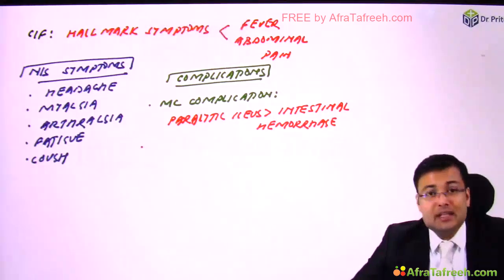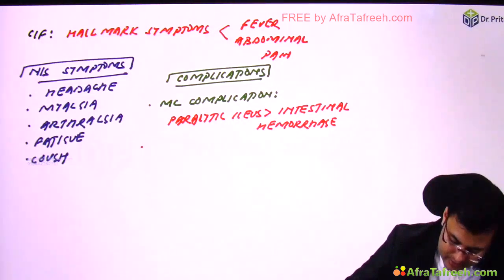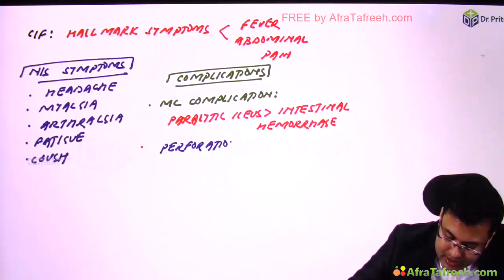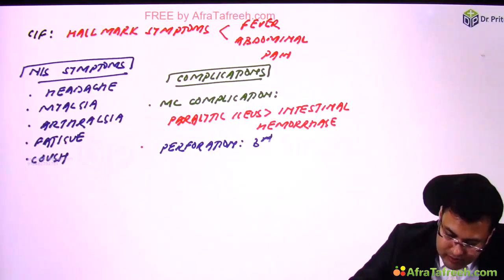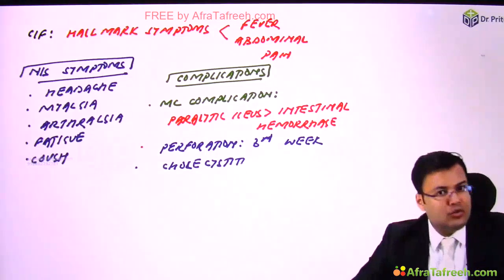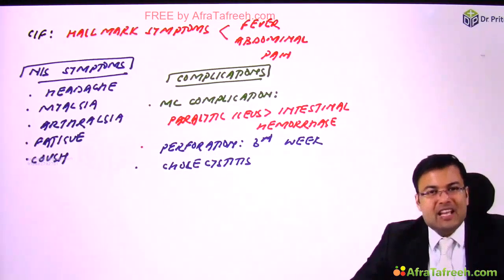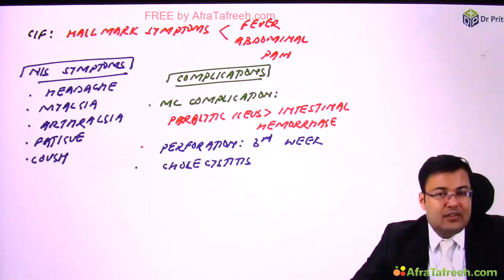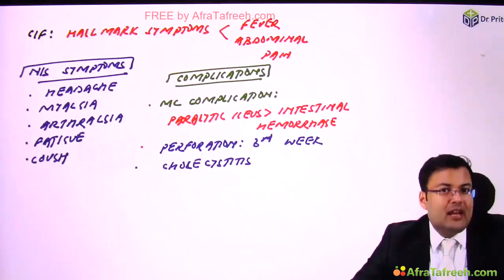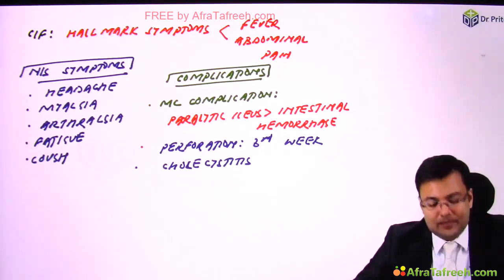We discussed that in this case there is perforation also. Again I'm repeating, during which week does this perforation occur? It occurs during the 3rd week. Simultaneously, it can also lead to cholecystitis. And you know that chronic typhoid carrier is an indication for prophylactic cholecystectomy and increases the risk of carcinoma gallbladder.